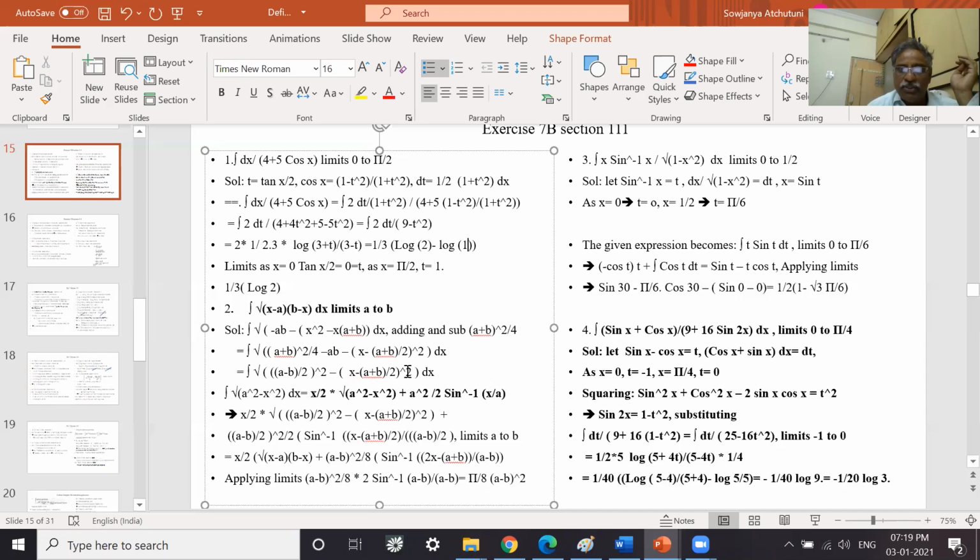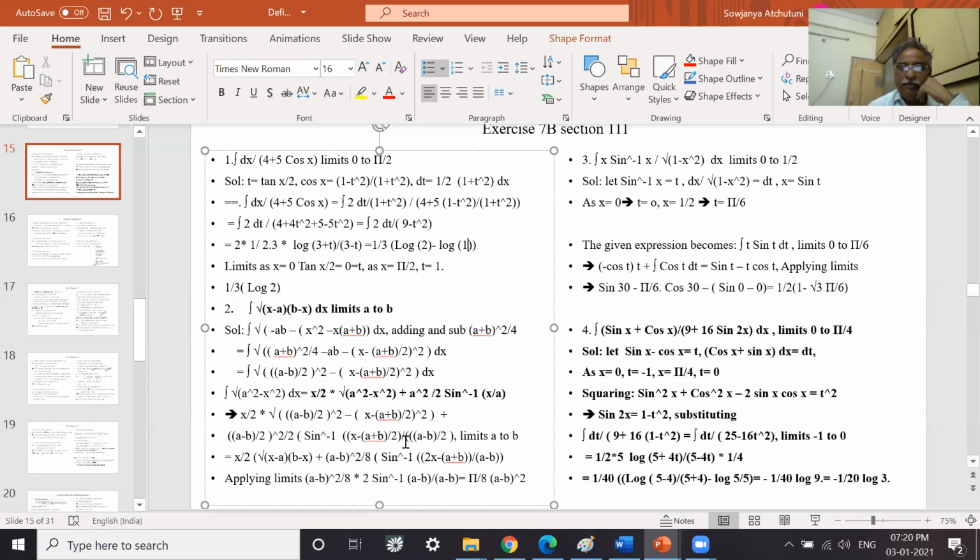What is x here? This whole fraction is x. x minus x by 2 plus a square by 2. Here it comes a square by 2. A square is this what? A minus b by 2 whole square by 2. That means a minus b whole square by 8 is coming by 8, sine inverse x by a. This whole portion is x.